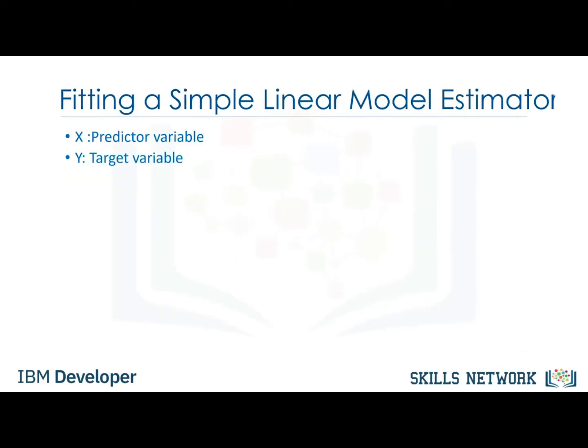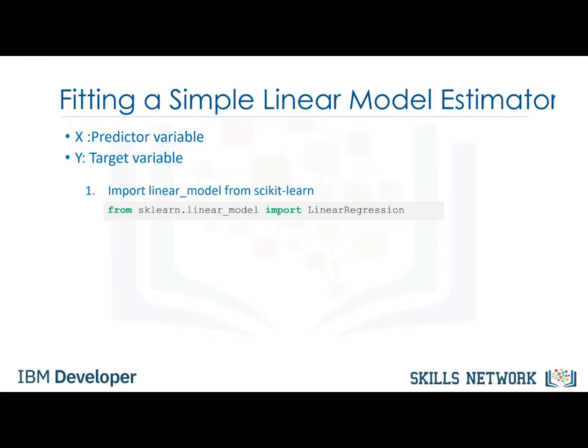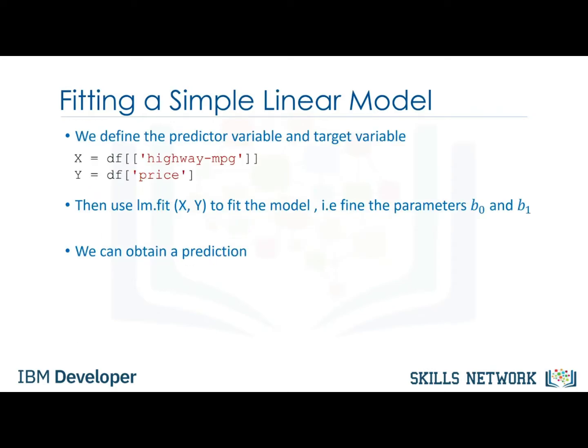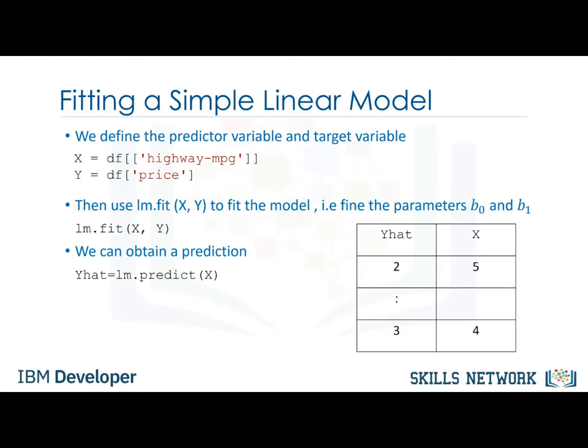To fit the model in Python, first we import linear model from scikit-learn, then create a linear regression object using the constructor. We define the predictor variable and target variable. Then use the method fit to fit the model and find the parameters b0 and b1. The input are the features and the targets. We can obtain a prediction using the method predict. The output is an array. The array has the same number of samples as the input x.